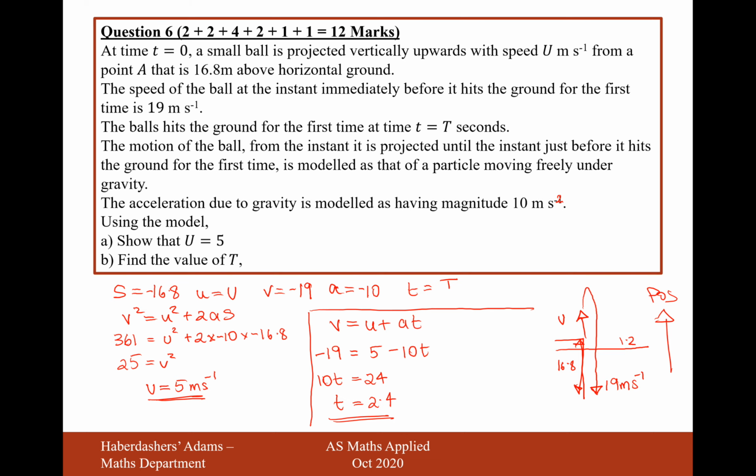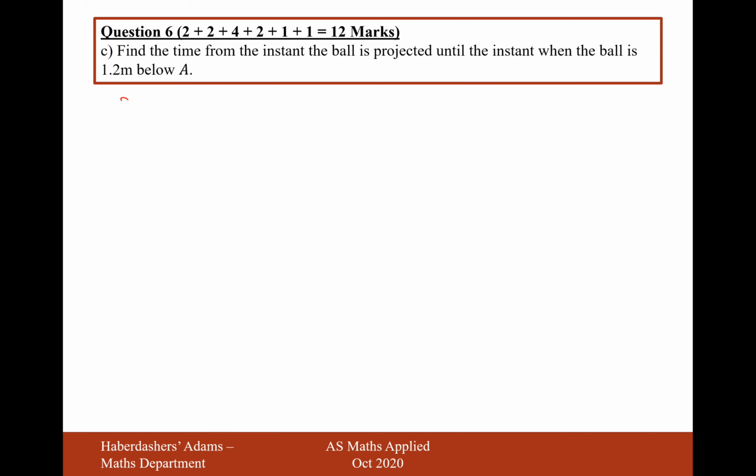So all the same kind of initial variables. S is going to be, if it wants to be 1.2 below A, then displacement is minus 1.2. U equals 5. V we don't know, because we don't know the speed it's going to be when it's 1.2 meters below A, but we do know that a is going to be minus 10, and t is what we want to work out, so we'll just set that equal to t.